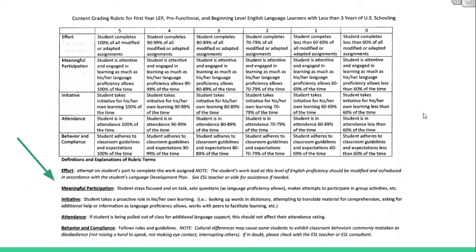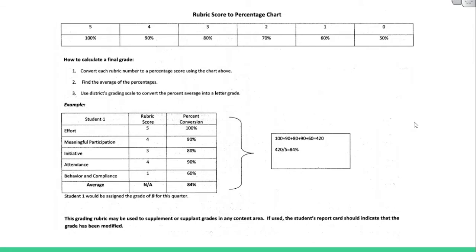Now, due to the unique nature of COVID-19 right now, I would suggest that we omit the attendance and behavior compliance component of this rubric when you're assessing an emergent student, since we're not in the physical classroom and it's too difficult to actually measure those things right now.